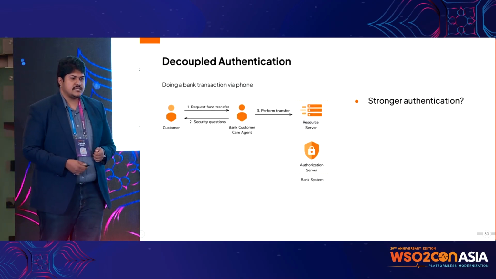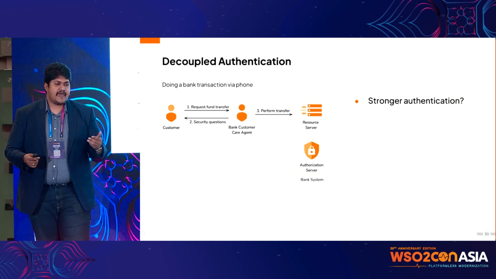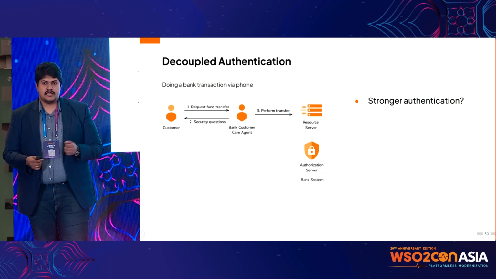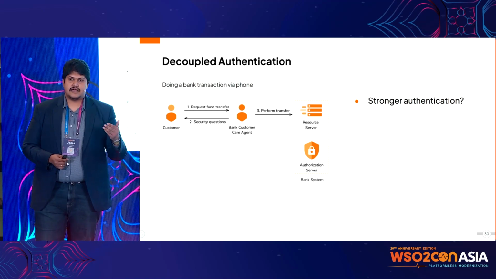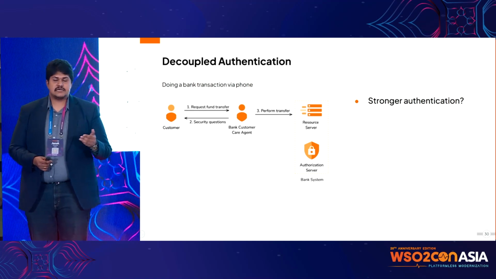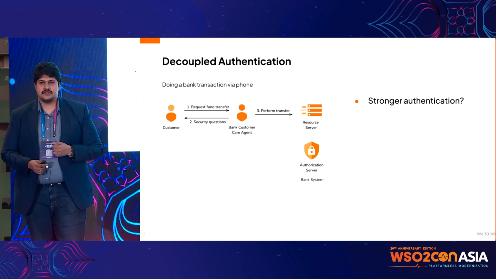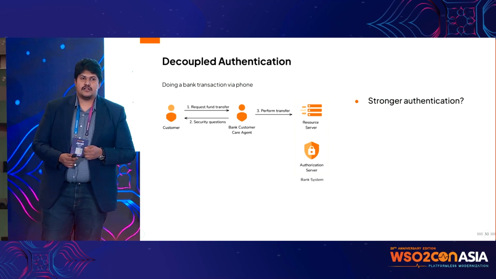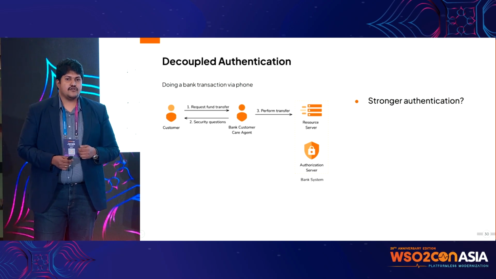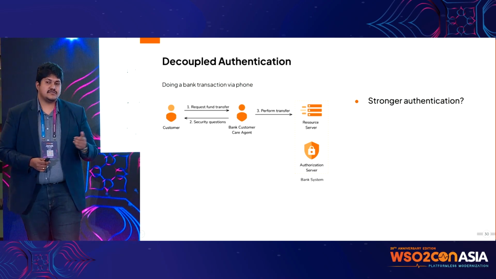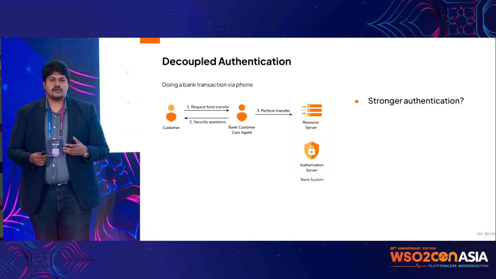Let's move on to another scenario. Let's take a scenario where a customer is doing a banking transaction via a phone. How this normally happens is when the bank customer care agent gets the call, the agent would ask some security questions to verify that this is the actual user doing the transaction. But now with all these advanced phishing techniques, and especially with AI-enhanced phishing techniques, we could already assume that the answers to these questions could already be known. So how can we incorporate stronger authentication into such a flow?